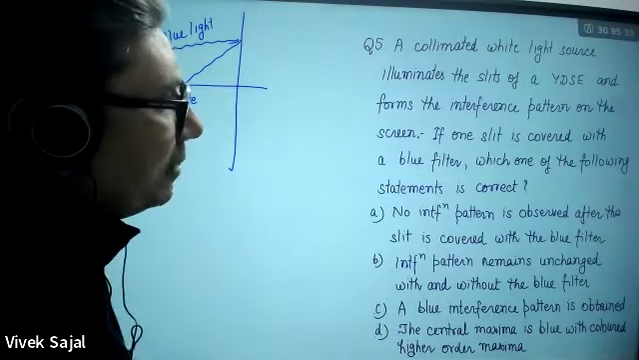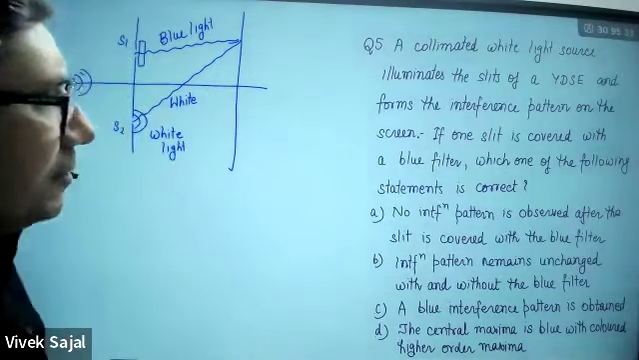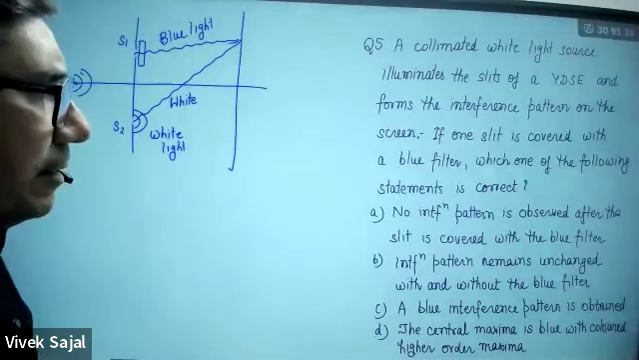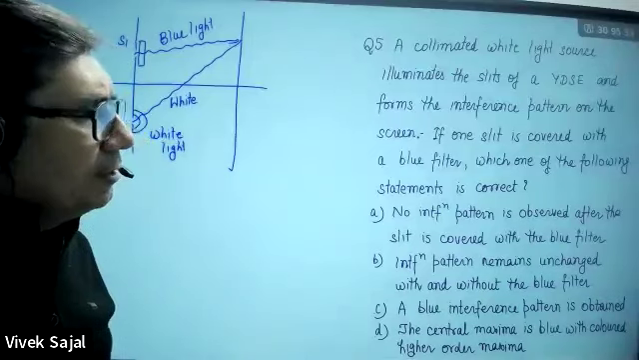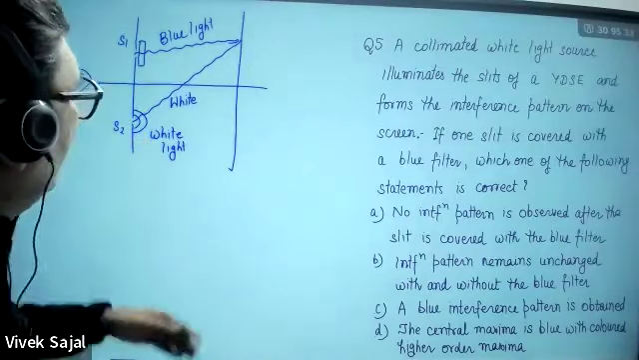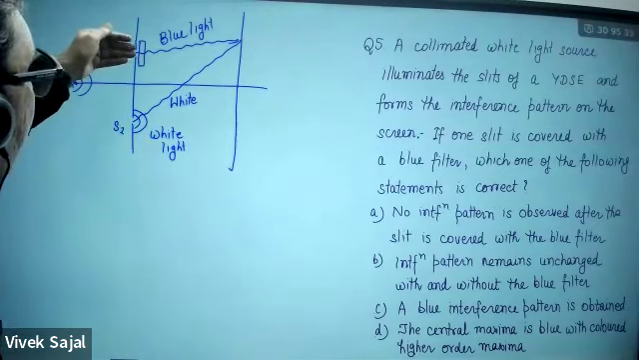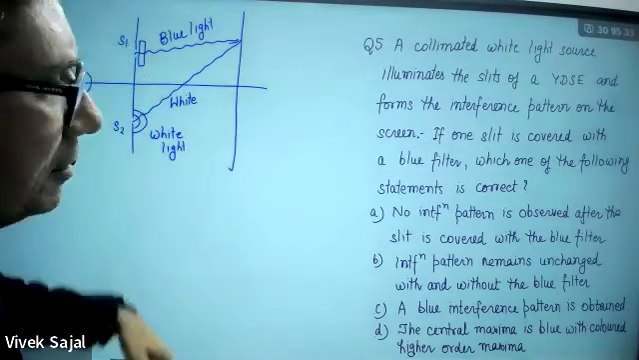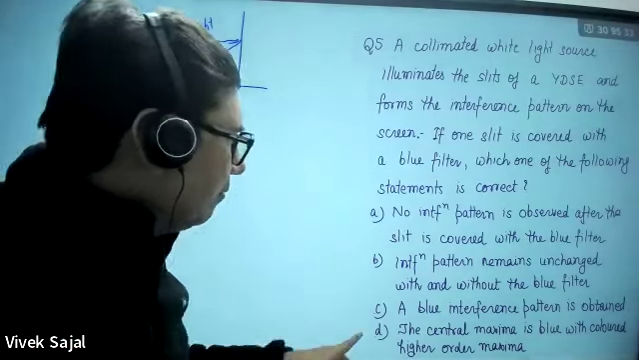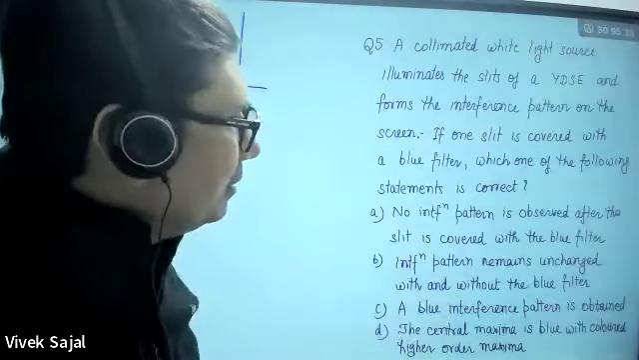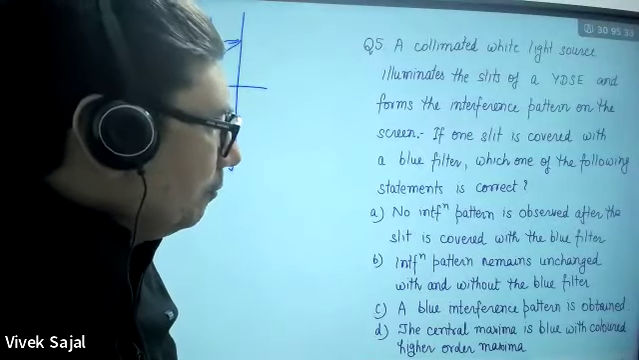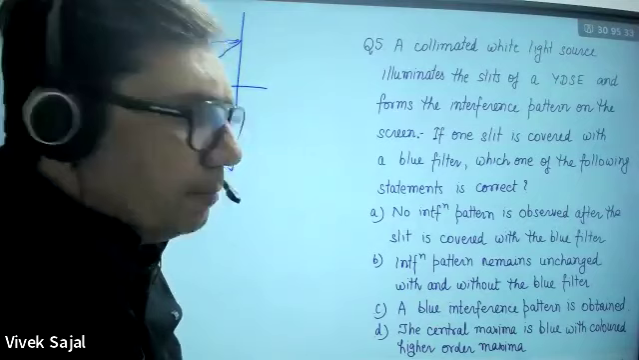So no interference pattern is observed after the slit is covered with the blue filter. Wrong. Interference pattern remains unchanged with and without the blue filter. That is also wrong, because you are allowing only one wavelength here, while here you are allowing all the VIBGYOR colors through this. So that will not be an answer. A blue interference pattern is obtained, the central maxima is blue with colored higher order maxima.